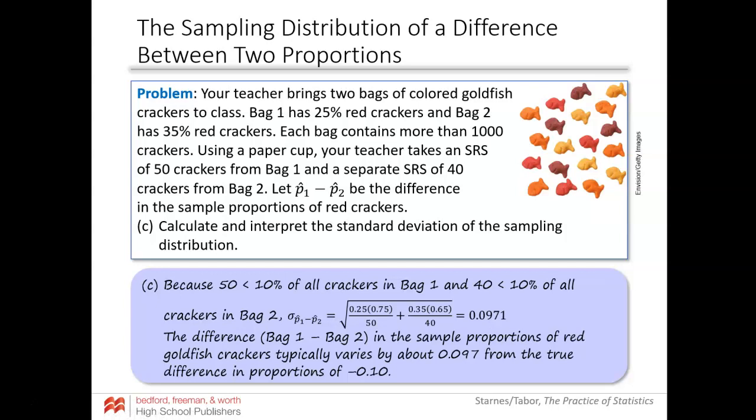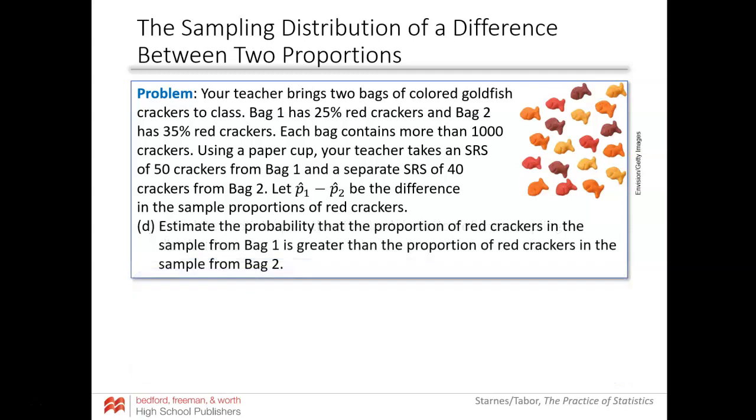So here comes that fun thing, except this time now we have to add this context of the difference in what order. So the difference, bag 1 minus bag 2, in the sample proportions of, here's context, red goldfish crackers, here's the thing that always shows up, typically varies by about 0.097, and then always from the true, this time it's difference in proportions of negative 0.10. Yikes. We're going to have another poster for that, kids.